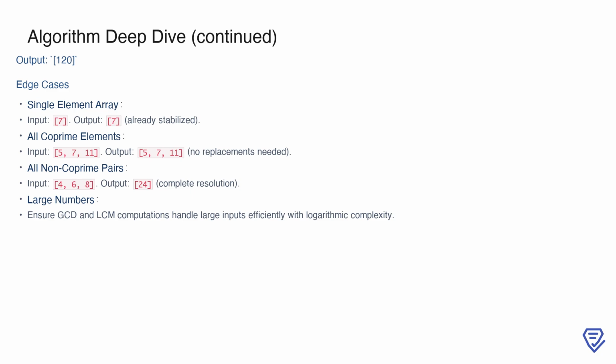Let's now consider some edge cases. For a single element array like 7, the output remains 7, as no replacements are needed. If all the elements in the array are coprime, such as 5, 7, 11, the array remains unchanged. On the other hand, when all pairs are non-coprime, as in 4, 6, 8, the array resolves completely to a single number, 24. Finally, it is important to ensure that the algorithm handles large numbers efficiently, relying on the logarithmic complexity of GCD and LCM computations to process even large inputs effectively.